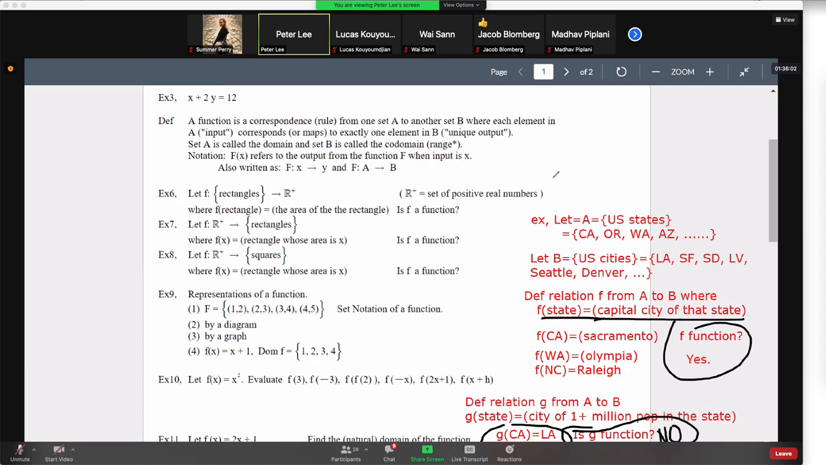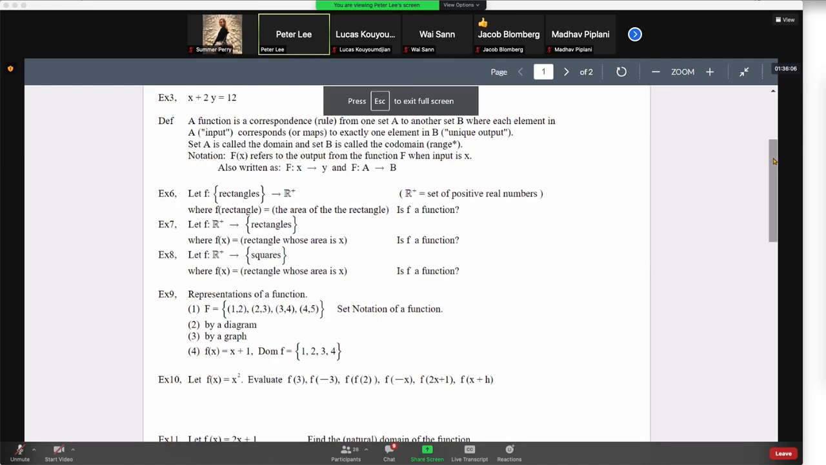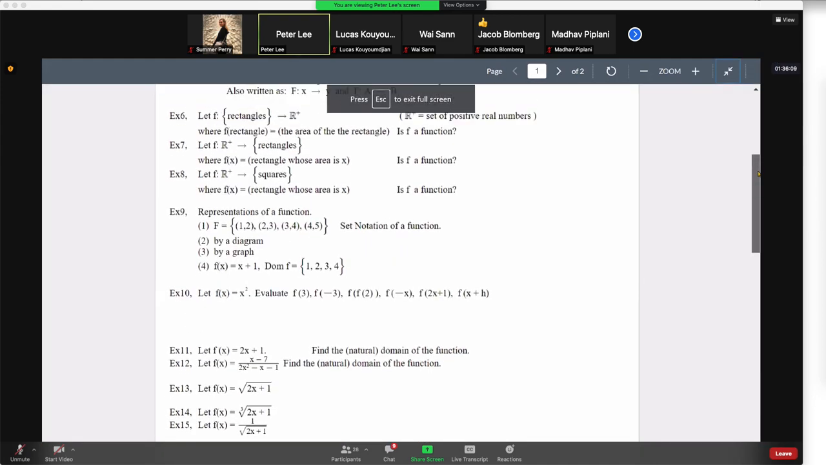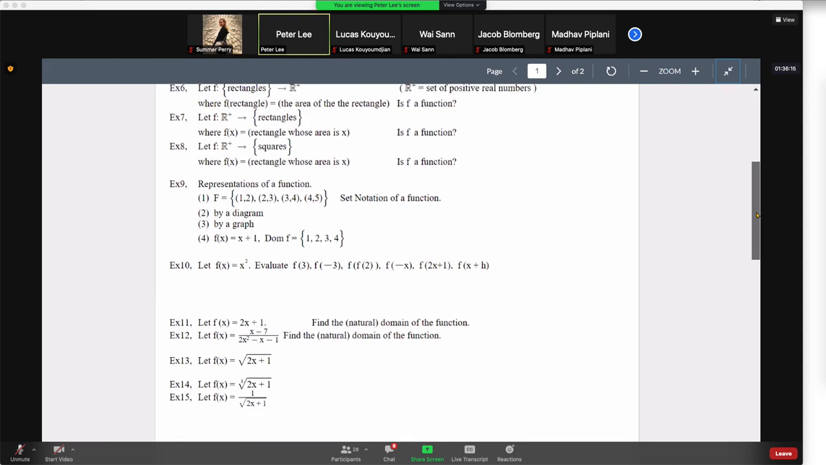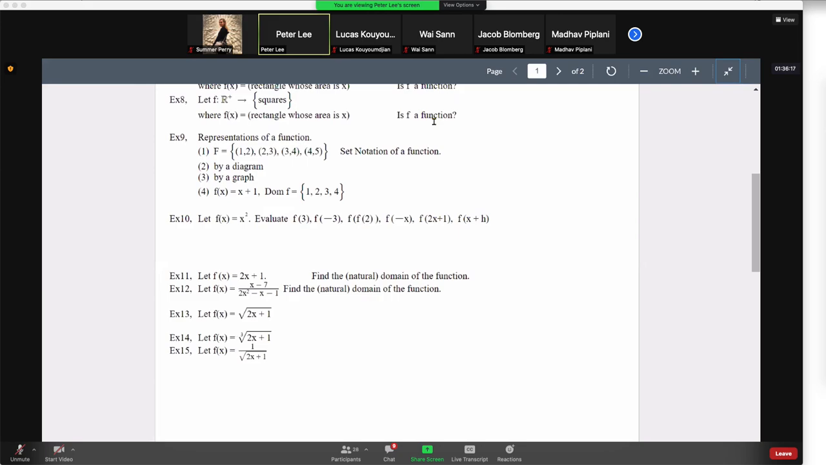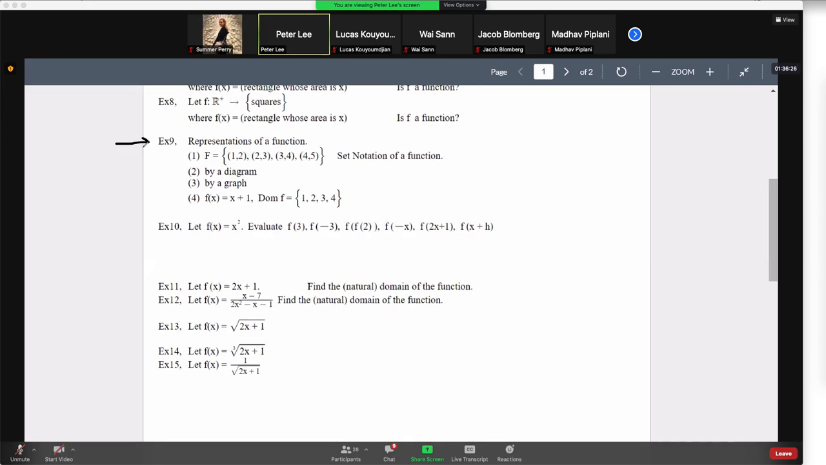Okay, it's clear, right? Okay, so now let me go here and scroll this down. Now in example 9, these are different ways of writing the same function. In example 9, I have given you a function, and these are the different ways of expressing the function. Let me annotate. So example 9, these are basically 4 different ways of writing a function.